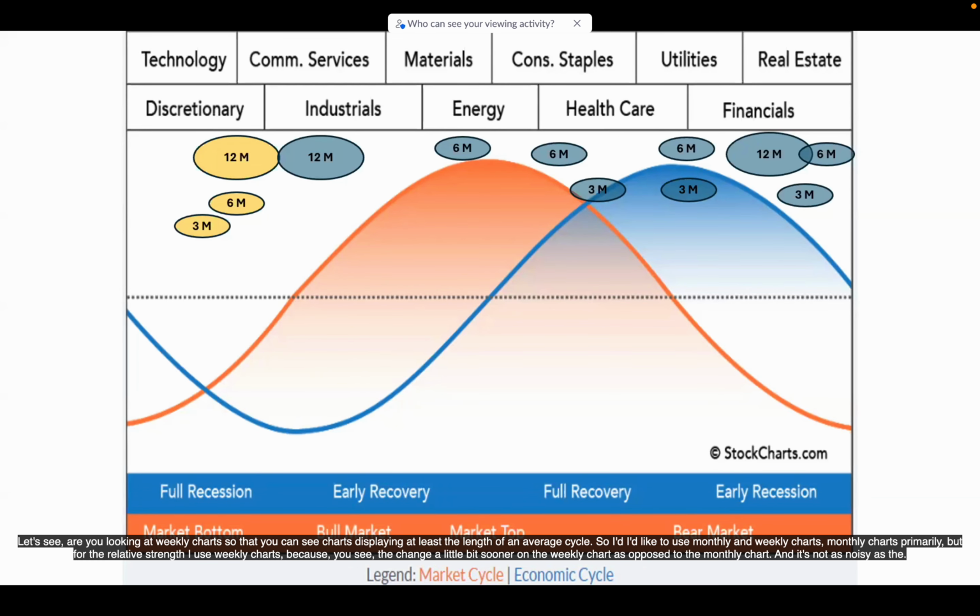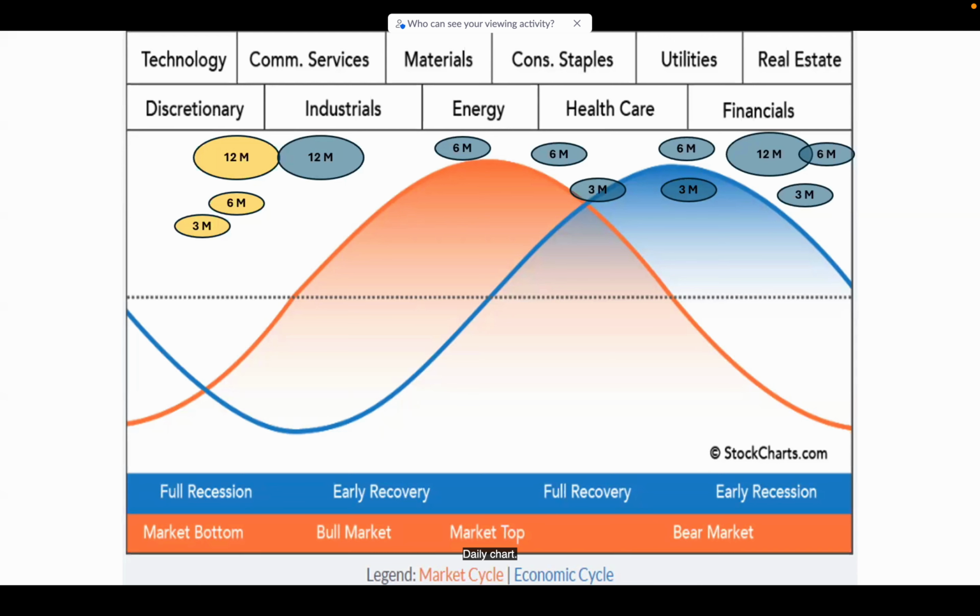Are you looking at weekly charts so that you can see charts displaying at least the length of an average cycle? So I like to use monthly and weekly charts. Monthly charts primarily, but for the relative strength, I use weekly charts because you see the change a little bit sooner on the weekly chart as opposed to the monthly chart, and it's not as noisy as the daily chart.